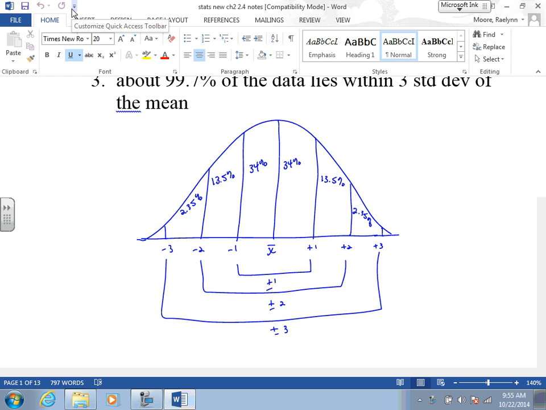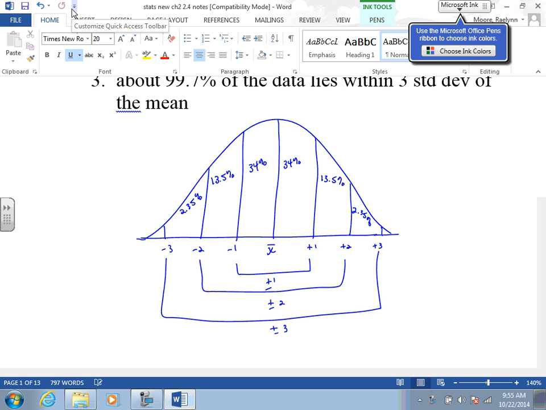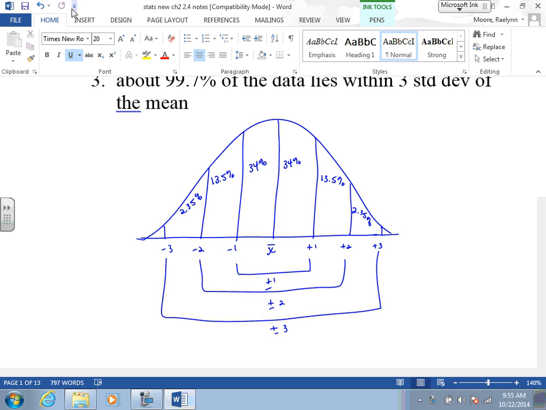Now, in statistics, we kind of estimate these a little bit. If you notice on your chart, this would come out to be 19.1 and 19.1, and then 15 and 15. This all comes out to be 68.2 in yours. In ours, we just say 68. So plus or minus one standard deviation is approximately 68% of your data.